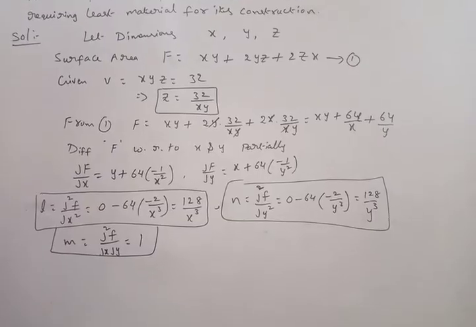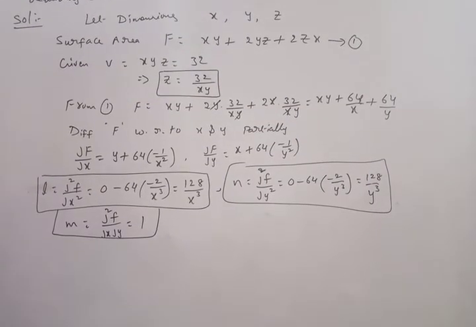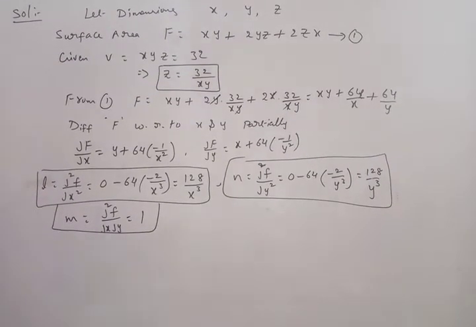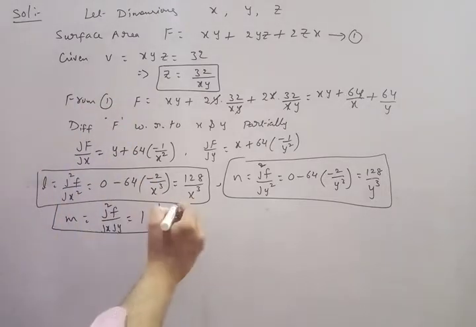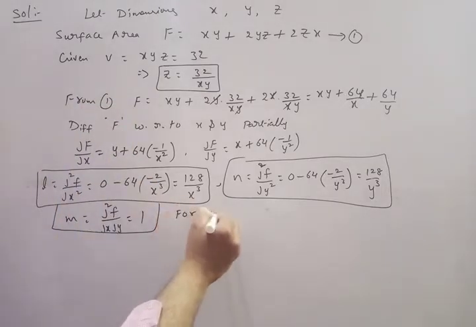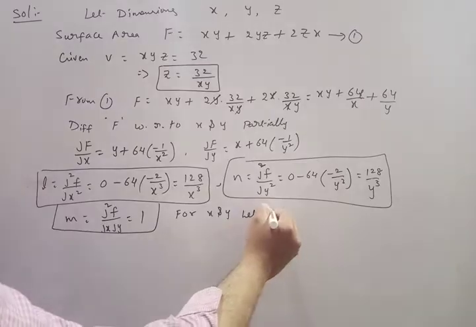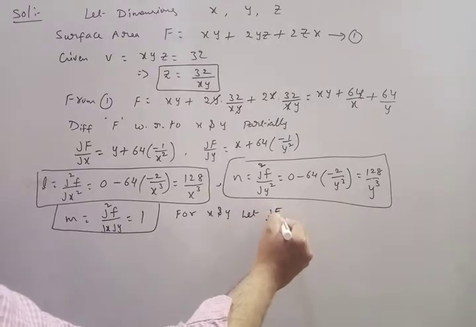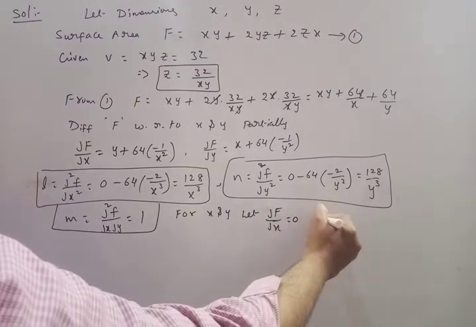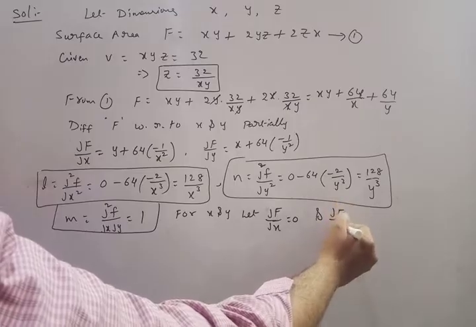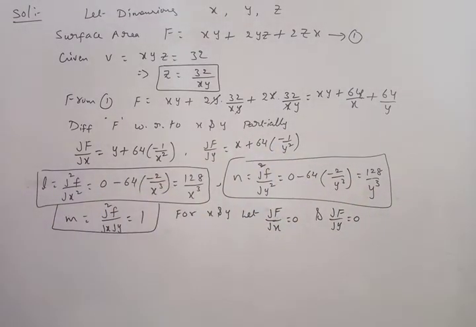Okay, let me take it down a little bit. Now see here, for x and y, let ∂f/∂x is equal to 0 and ∂f/∂y equal to 0. It's a little bit lengthy problem, so try to adjust it. Okay. So now ∂f/∂x is equal to 0 and ∂f/∂y is equal to 0.